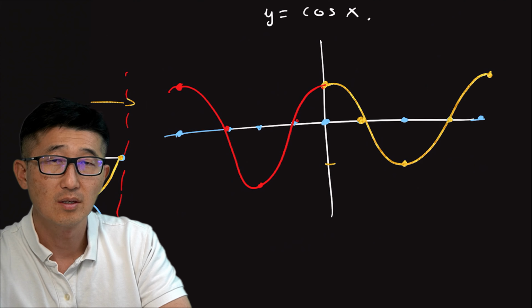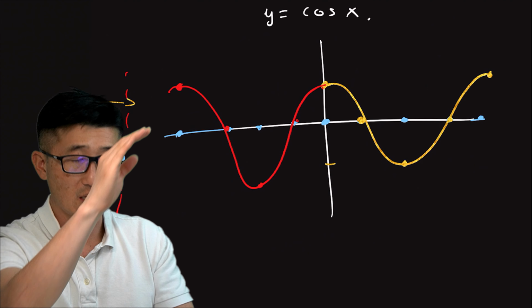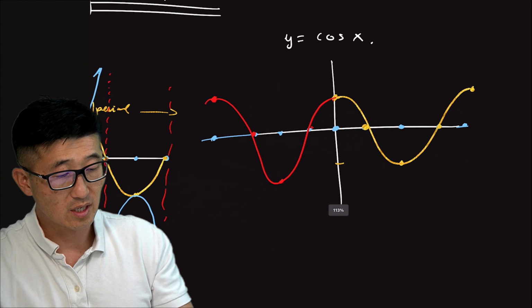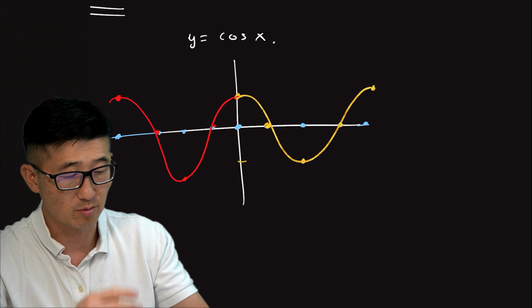Okay, so you would connect it. So when you get to the top, you want to curve it because it's going to come back down. Okay. So again, if you keep going, it's the same thing as a sine graph, except that it's been shifted over a little bit.